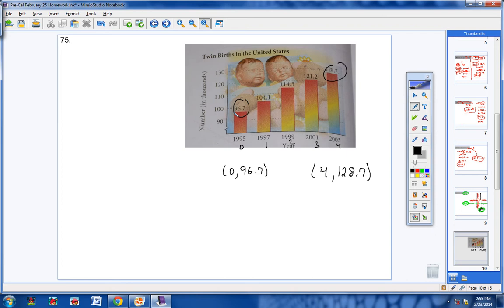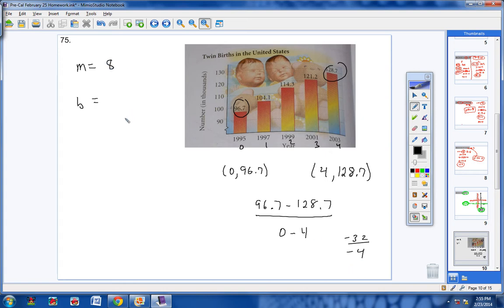So I'm ready. Let's go ahead and write our linear equation. Remember, to write our linear equation, we need our slope and we need our y-intercept. So your slope is y minus y, 96.7 minus 128.7 over x minus x, 0 minus 4. Now I have my calculator here somewhere. Here it is. So very quickly, 96.7 minus 128.7 would give me negative 32 over negative 4, which is a positive 8. So I know my slope is 8.